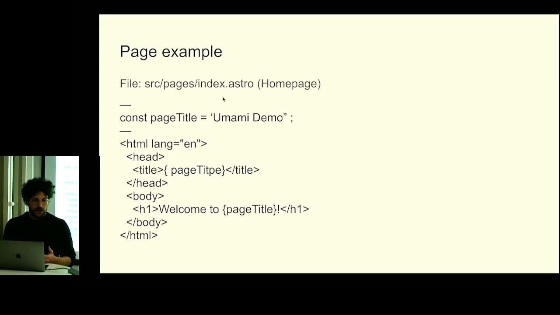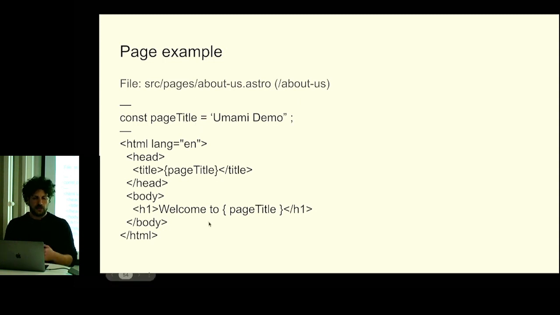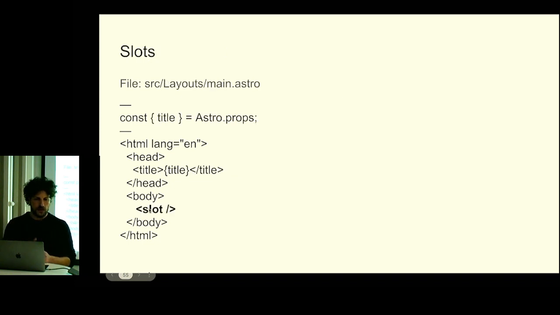So under pages we have the index, and here under front matter I can add the page title, and then show it inside the page. And I can have again about us, so I'm passing the page title again, and then again here. And as you see here in both pages, I've used HTML, head, body, and everything. So we can reduce this by using layouts.